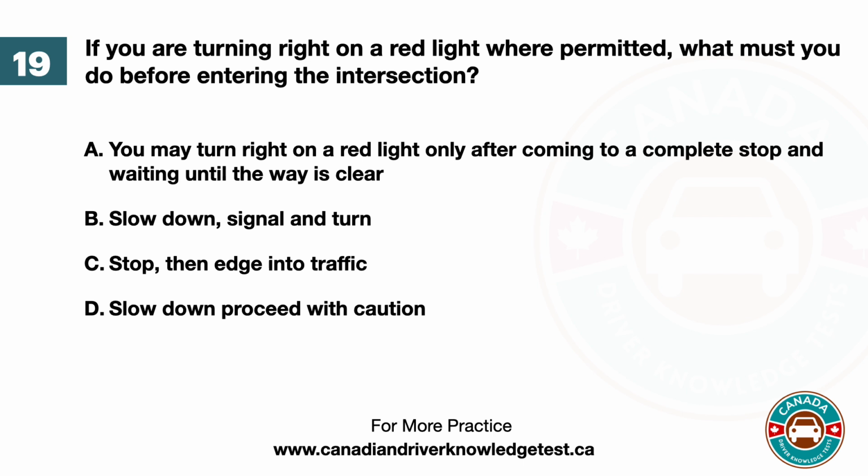Question 19. If you are turning right on a red light where permitted, what must you do before entering the intersection? A. You may turn right on a red light only after coming to a complete stop and waiting until the way is clear. B. Slow down, signal and turn. C. Stop, then edge into traffic.